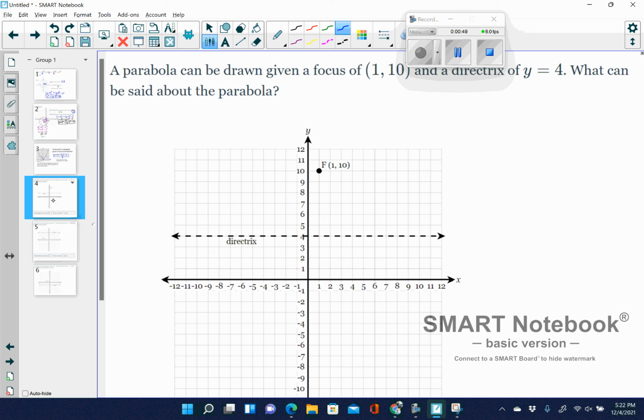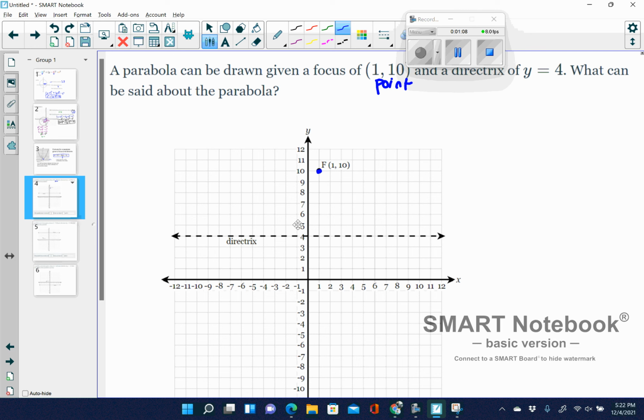So a parabola can be drawn given a focus. So remember, this is a point of 1 comma 10. So 1 comma 10 is graphed for you. It's right there. And a directrix of y equals 4. So y equals 4 is this line, okay? Why? Because y is 1, 2, 3, 4.